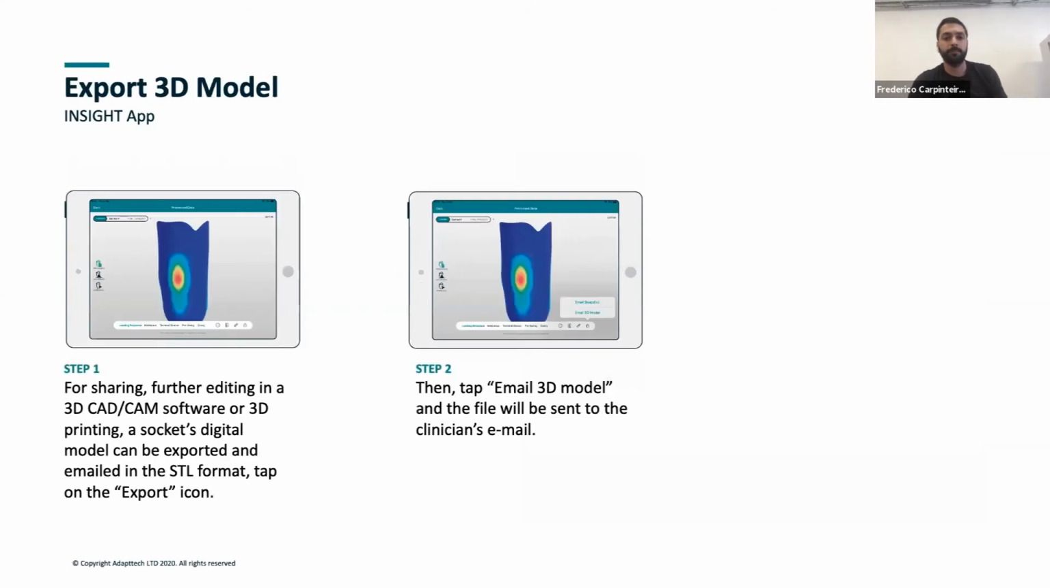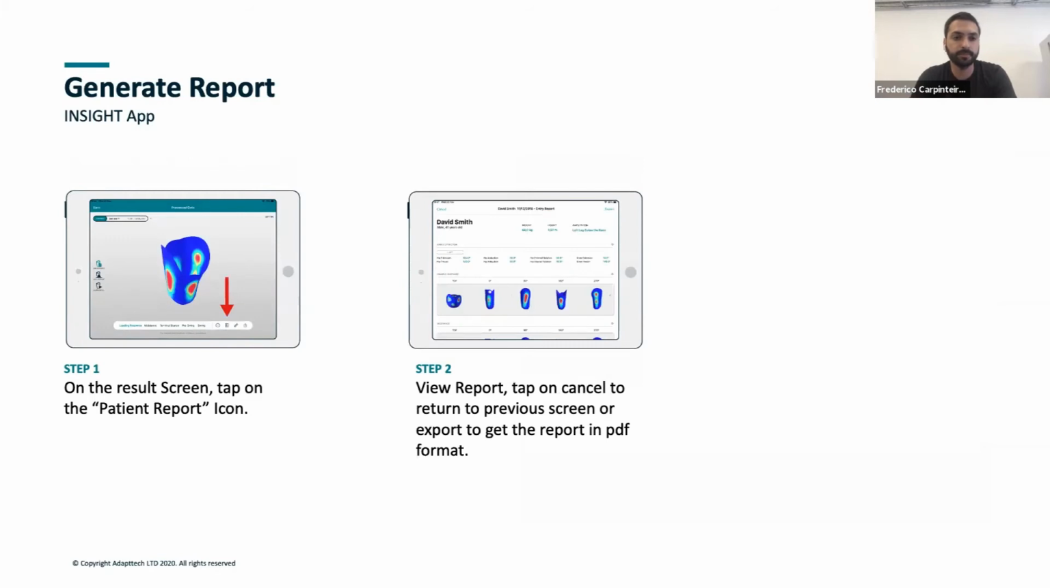Next slide. To export the 3D model is very easy. You just press the forward button and you can either email a snapshot of the model in the position that you're seeing it, or export the STL, and it will be emailed to the email that you registered on the app automatically.